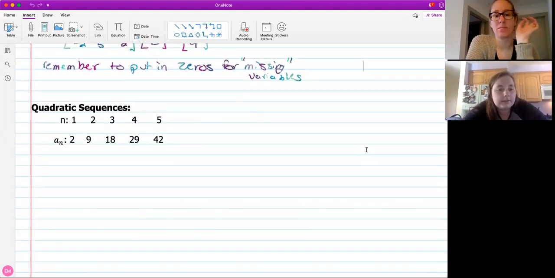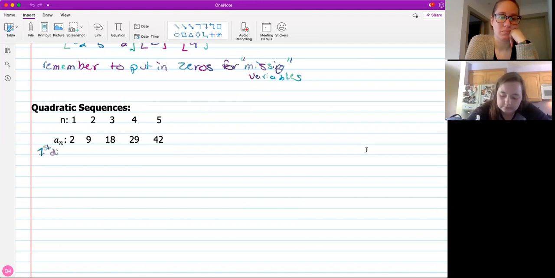Okay, so for the quadratic sequences, remember to check for quadratic sequences. You need to find the second difference, and the second difference will be the same. So the first differences here will be 7, 11, 13, and 15. Here's our second difference. And we have +2, +2, +2. Remember that if your first difference is the same, it will be an arithmetic sequence.